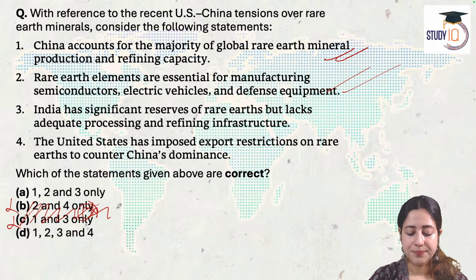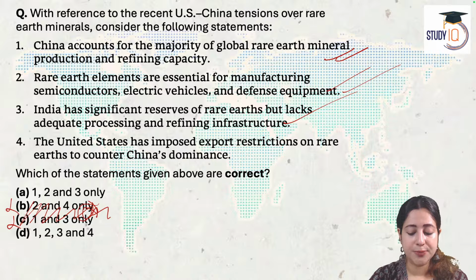Let's look at 3. India has a significant amount of rare earth material. Yes, we do. We just saw Kerala, Andhra, Odisha, all these states. But we can't mine because we don't have that procedure. Third is also correct. What about fourth?